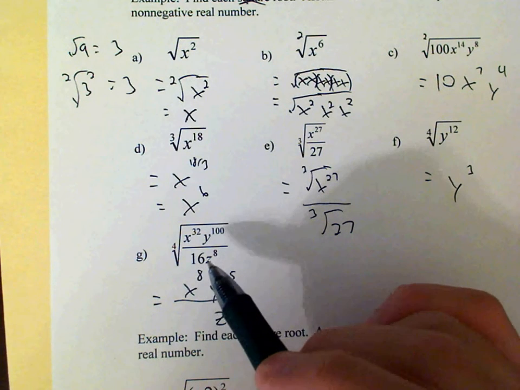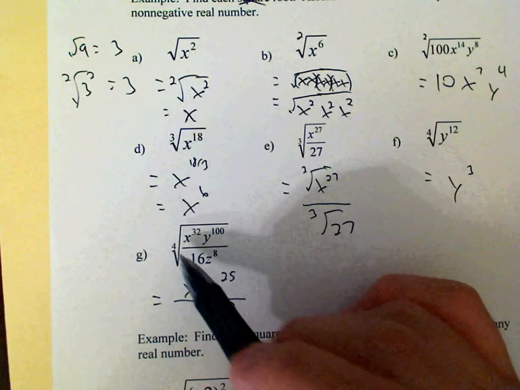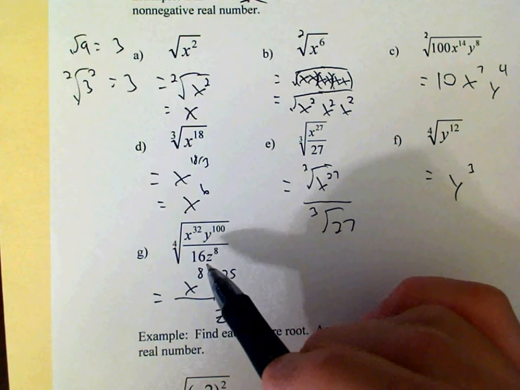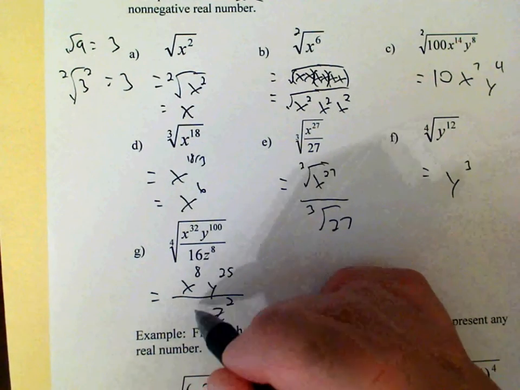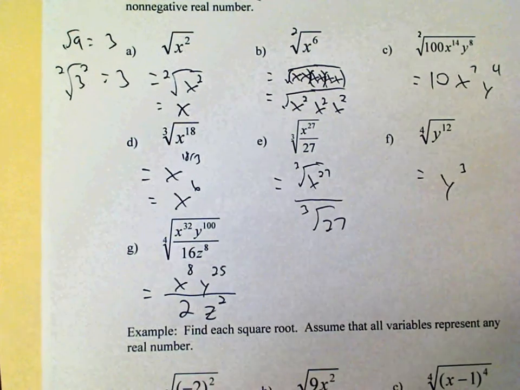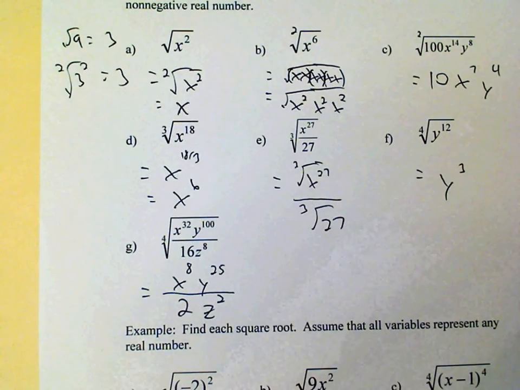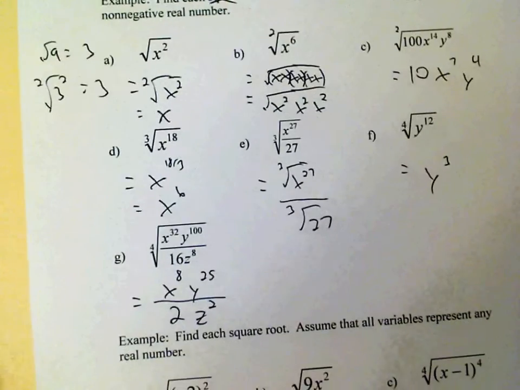It's the fourth root of 16. So what number times itself 4 times is 16? That answer is 2. So there's your final answer. Now let's go ahead and finish this second example.